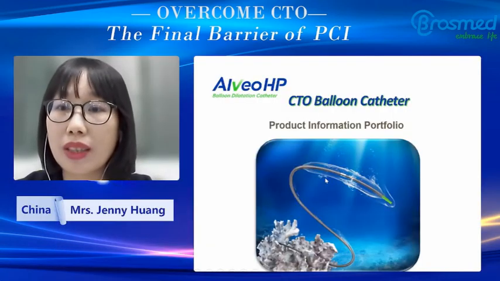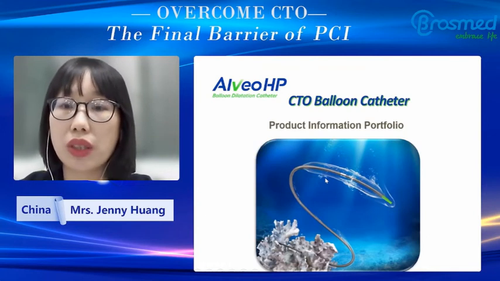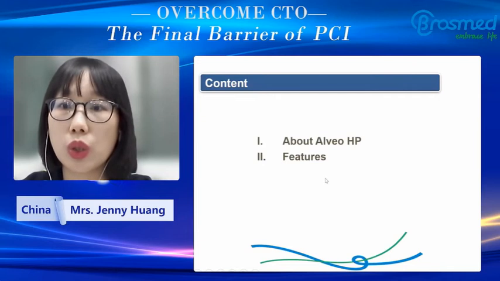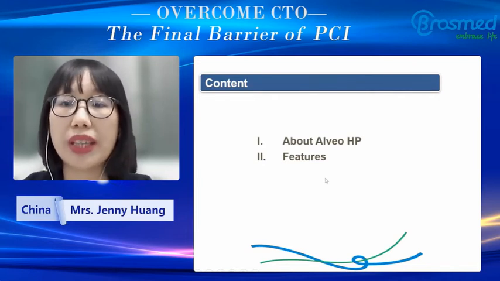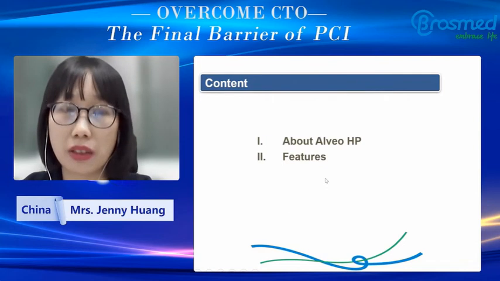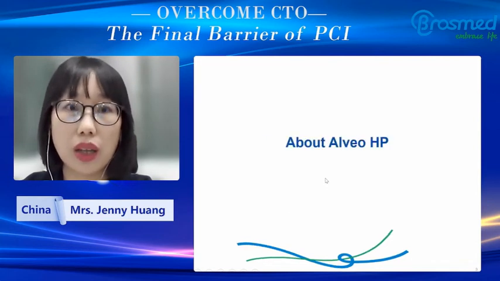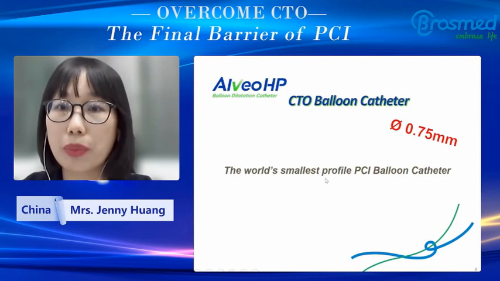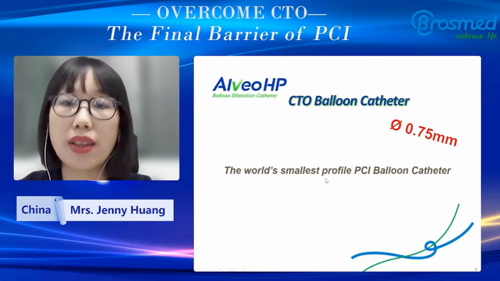I'm so honored to have this chance to introduce the Alveo HP CTO balloon catheter. This introduction includes two parts to go deep into the Alveo HP balloon catheter from the R&D perspective. So first part is about Alveo HP. The Alveo HP is the world's smallest profile PTCA balloon catheter and is the first choice for CTO and compressed lesions.